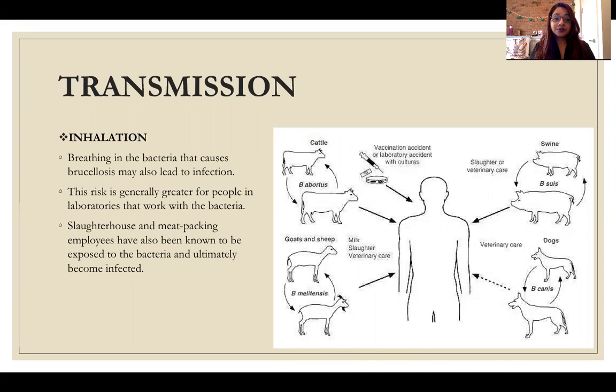Another mode of transmission is via inhalation. Breathing in the bacteria that causes brucellosis may also lead to infection, and the risk is generally greater for people in laboratories that work with the bacteria. Slaughterhouse and meatpacking employees have also been known to be exposed to the bacteria and ultimately become infected via inhalation.